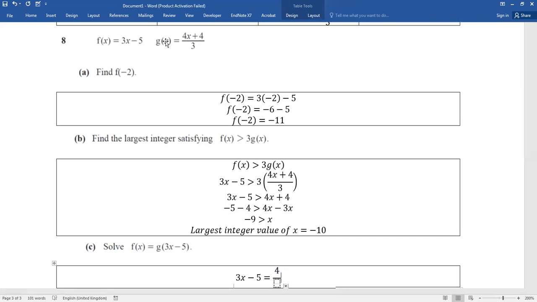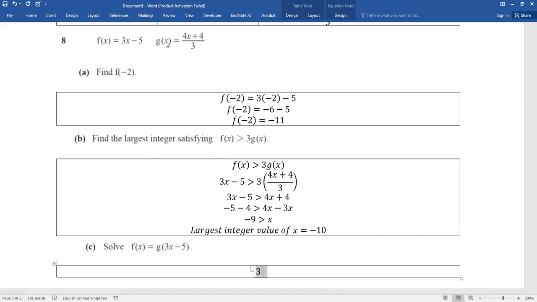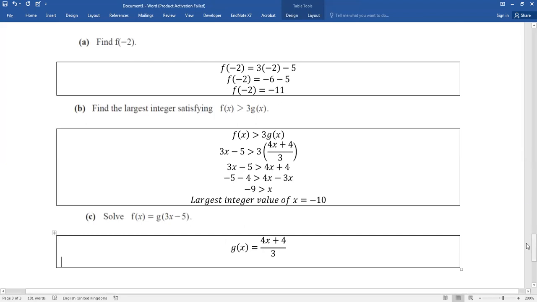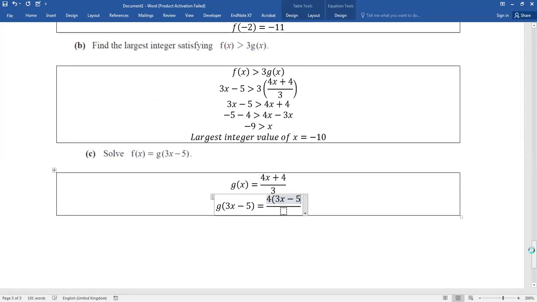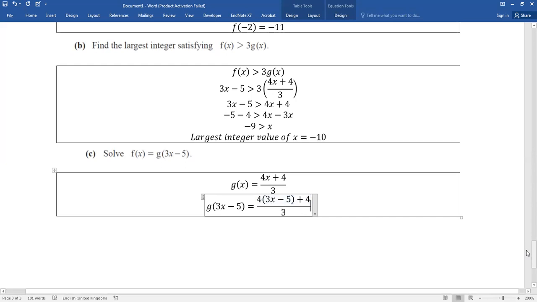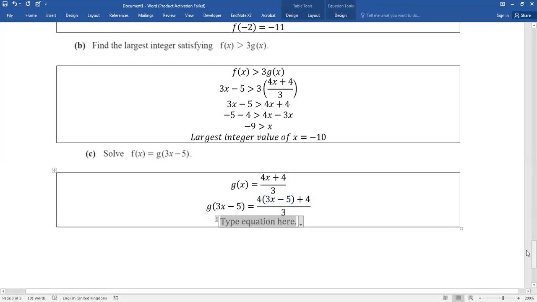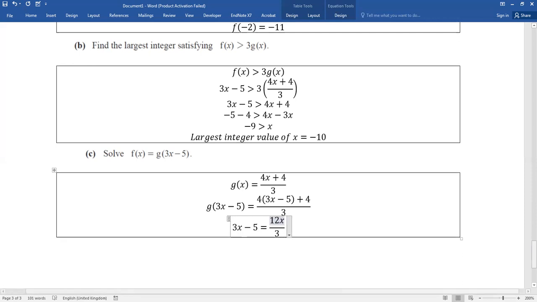Let me write it down separately for you. What is g(x)? g(x) is 4x plus 4 upon 3. So what will be g of 3x minus 5? Wherever I have x, I'll just plug in 3x minus 5. And this is g of 3x minus 5, and that should be equal to f(x). f(x) is 3x minus 5 already. So this becomes 12x minus 20 plus 4. Now can you solve this and tell me the value of x that you get?